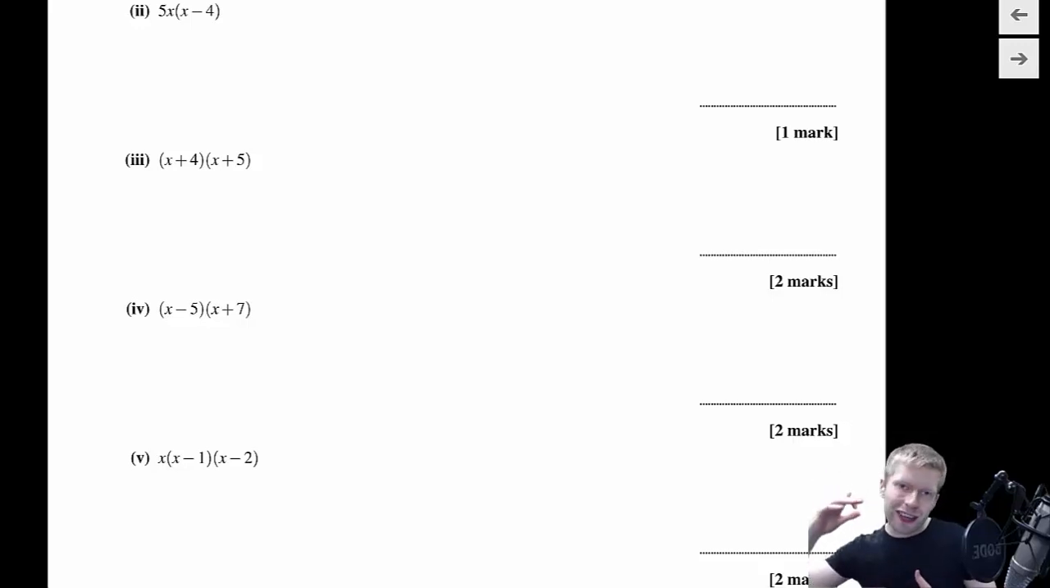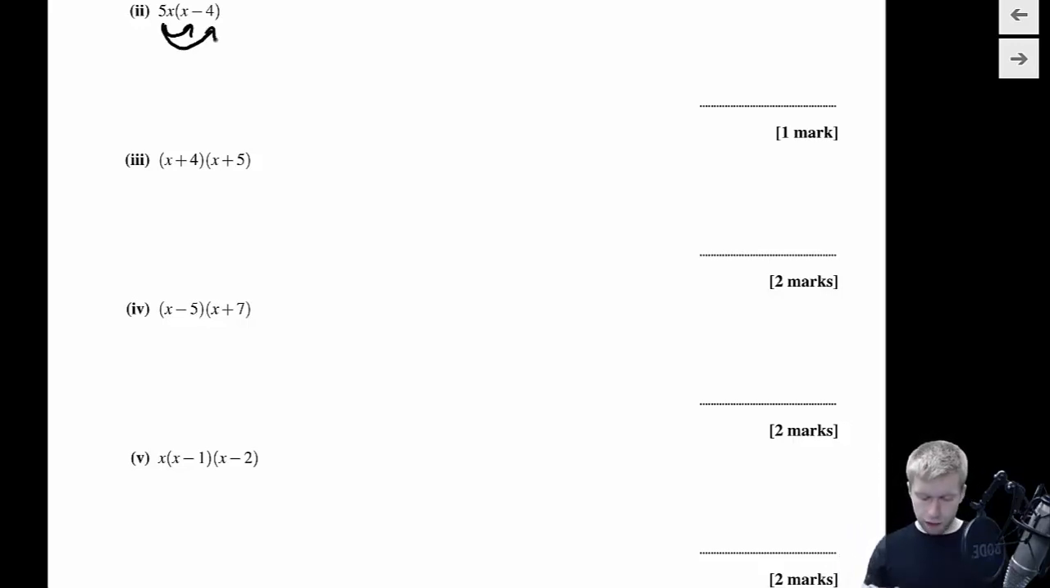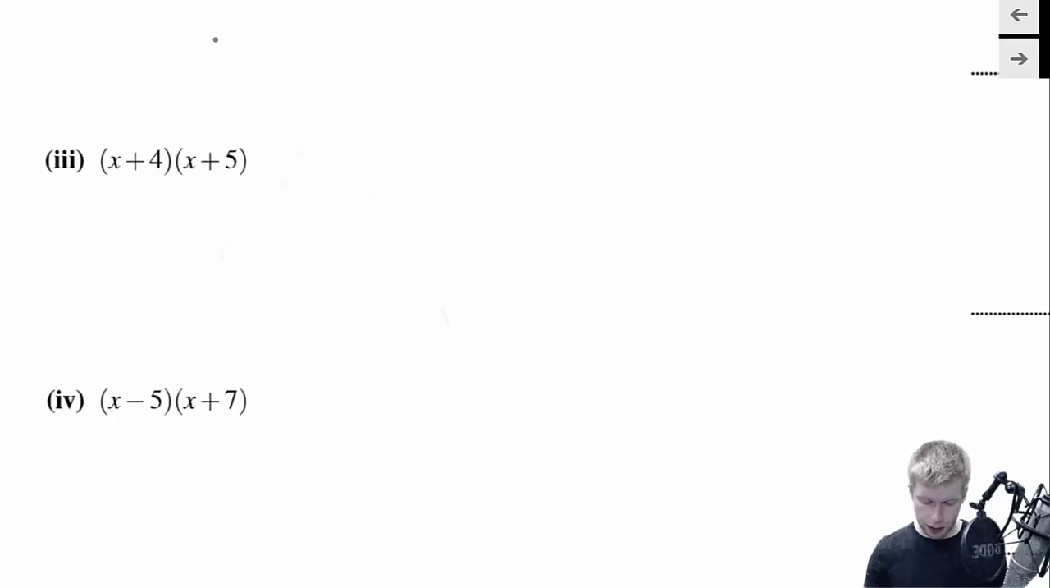Hello, so let's start looking at some examples of expanding brackets. So let's suppose we look at this one here, part 2. We have a 5x term and we need to make sure it visits everything inside the brackets. So the 5x visits the x and the 5x visits the negative 4. Let me just make that a bit bigger.